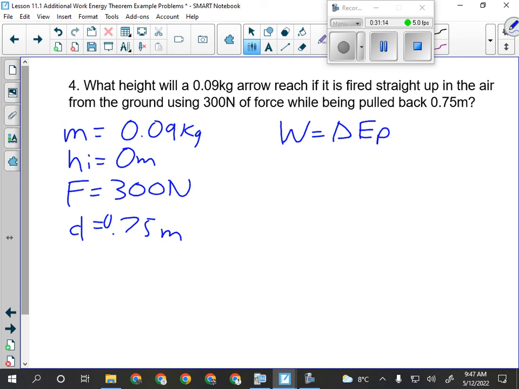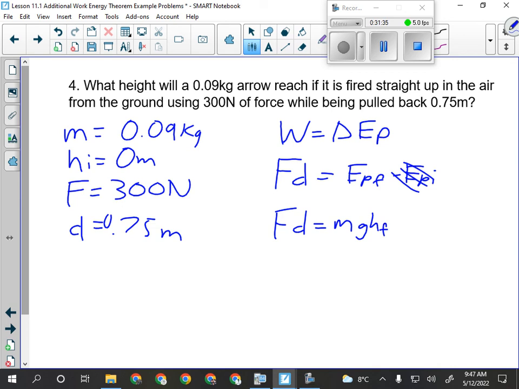We have both force times distance, so I'm going to expand that out to force times distance. And then I'm going to say EP final minus EP initial. And what's EP initial here? 0, because we start on the ground. Okay, that means we can expand this out even more. M times G times H final. What am I looking for? H final, okay? They wanted to know what's the final height, or how high does it go? So how do I get H final by itself in this formula? Divide both sides by M times G.